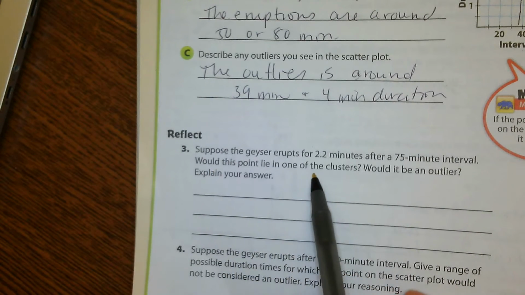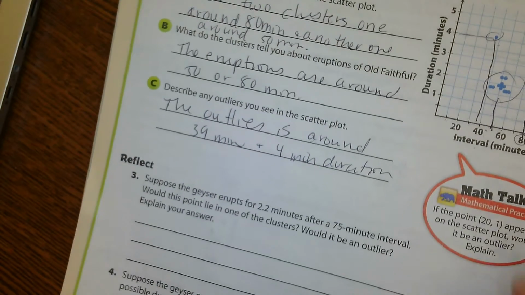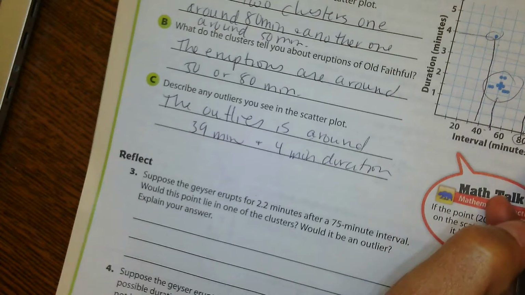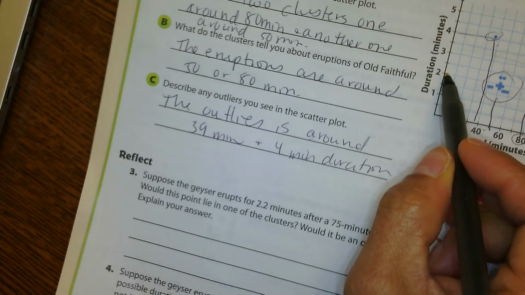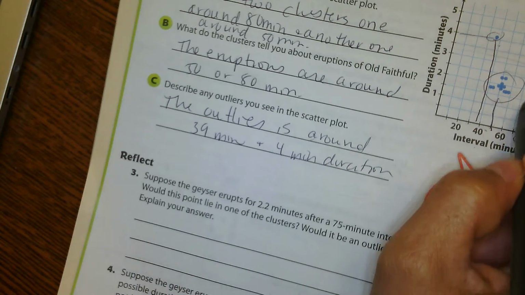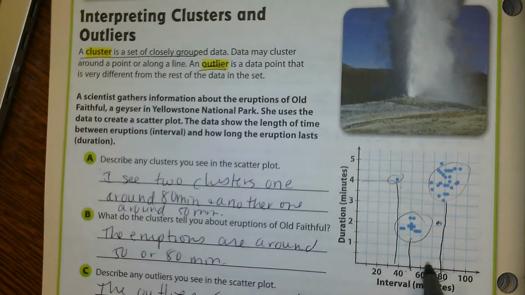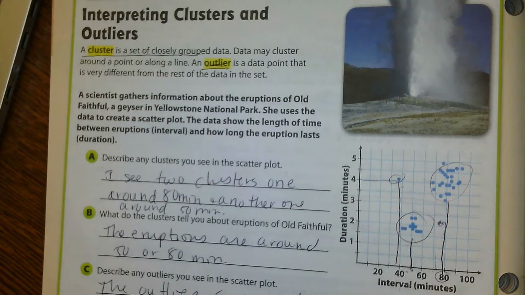Okay. So it says, suppose the geyser erupts for 2.2 minutes after a 75-minute interval. Would this point lie on one of the clusters or would it be an outlier? So it says 2.2 minutes after a 75-minute interval. So 75 would be, yep, it would be an outlier, because it'll be somewhere right here. Look, 2.2 and then 75 minutes. It'd be somewhere right there. So it'd be an outlier.